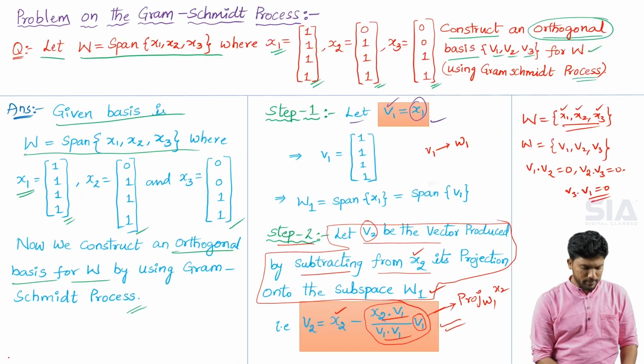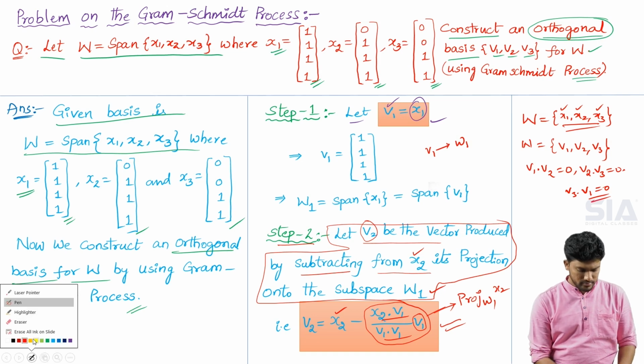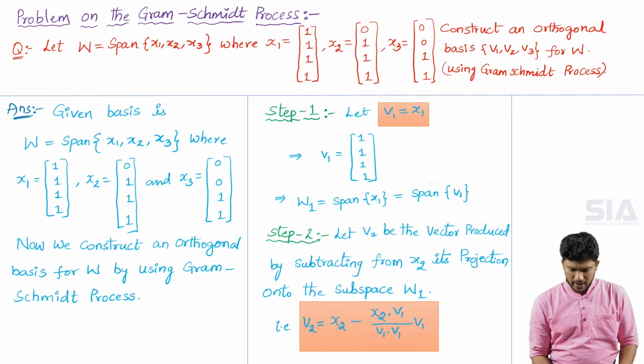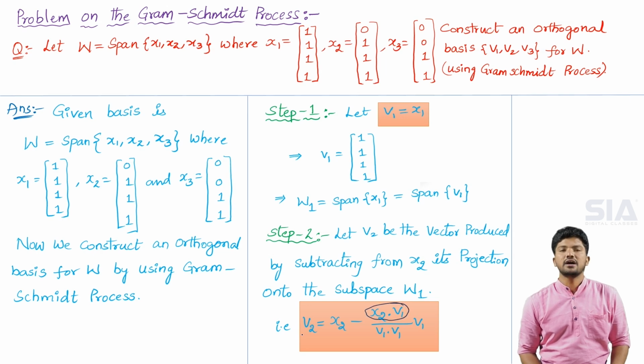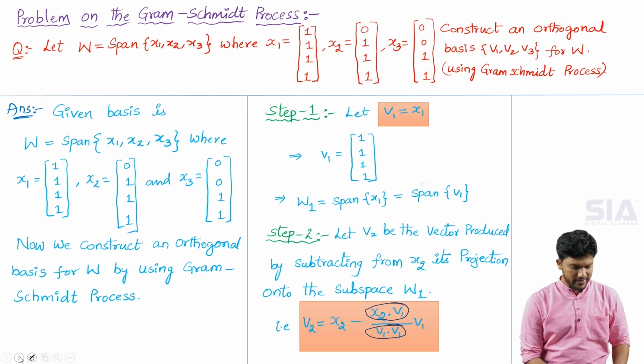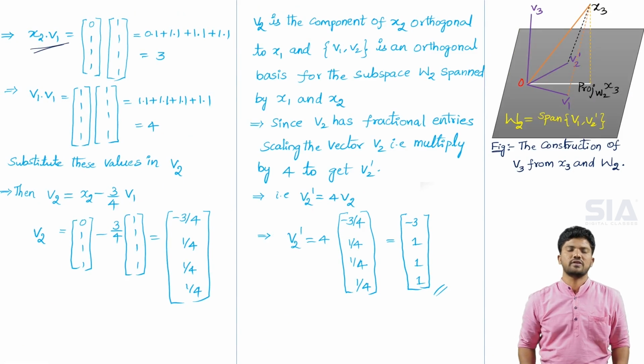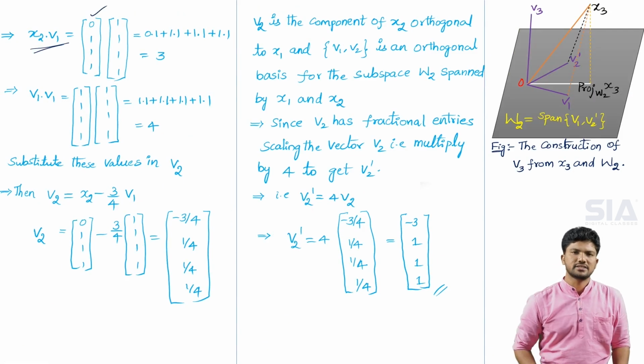Now in the previous formula, that is the v2 formula, we have numerator and denominator values. Separately we have to find those values. Here you can observe we have x2 v1 in the numerator and v1 v1 in the denominator. We have to find those two values first, then only can we get the second orthogonal vector. So we are finding x2 v1. We already have the x2 vector, and v1 is the first vector. So take the multiplication.